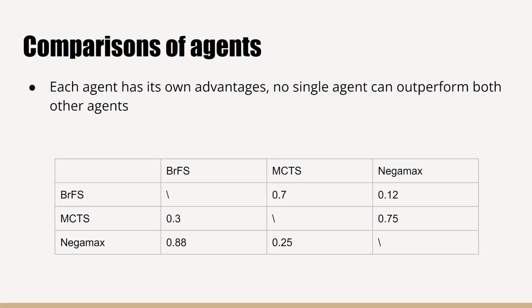We compared the performances of different agents by letting them play against each other, and the results, which are winning rates, are calculated by taking the average value of 5 rounds of competitions, and each round contains 100 games. This table illustrates that different agents have their own advantages, and no single agent can outperform both other agents. The BFS agent won about 70% of its games when facing the MCTS agent, while it lost about 88% of its games against the negamax agent. And the MCTS agent yielded a 75% winning rate facing the negamax agent.